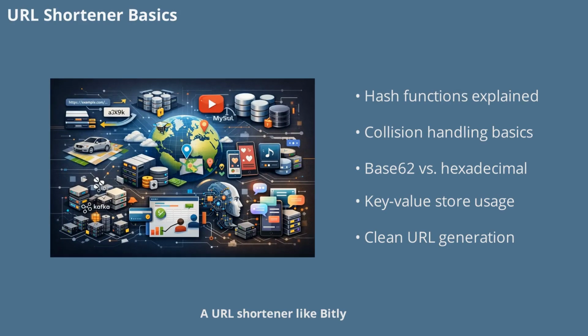A URL shortener, like Bitly, is often the first system design interview question for a reason. It teaches you about hash functions, collision handling, and database indexing. You'll learn why base62 encoding produces shorter, cleaner URLs compared to hexadecimal, and discover that a simple key-value store is often enough for the job. This system is a perfect introduction to the practical side of software engineering.